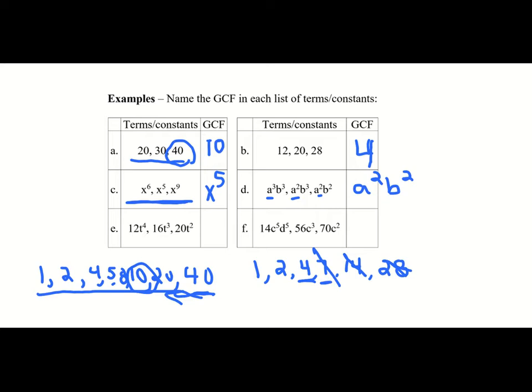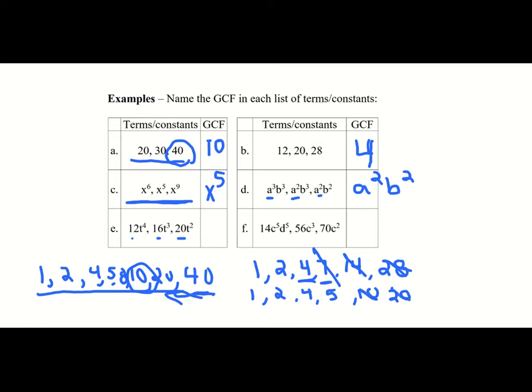All right, now for E, we have a number and a variable. So I'm going to look at the numbers first. We have 12, 16, and 20. Again, I'm going to list out the factors of 20 to help me find my greatest common factor. So for 20, I know I have 1 and 20, 2 and 10, and then 4 and 5. So I need to find a number that will go into 12, 16, and 20. 20 obviously works with 20, but not with 16 or 12.